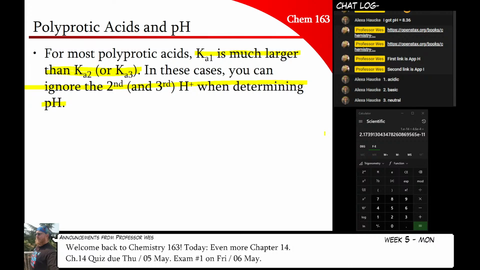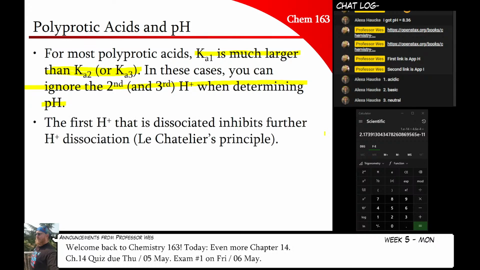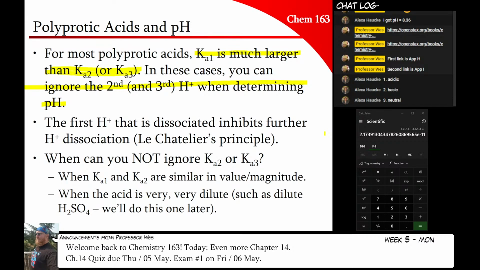When does it become a big deal? The answer to that is, if your acid's really dilute, remember that dilute acids screw with our x is small approximation. Or if you just happen to have an acid where Ka1 and Ka2 are similar, and those do exist. And then what's your solution to this? What do we do in these cases where we can't ignore Ka2 or Ka3? Well, you're going to see, because we're going to do dilute sulfuric acid, and you'll see what the general process is for this.